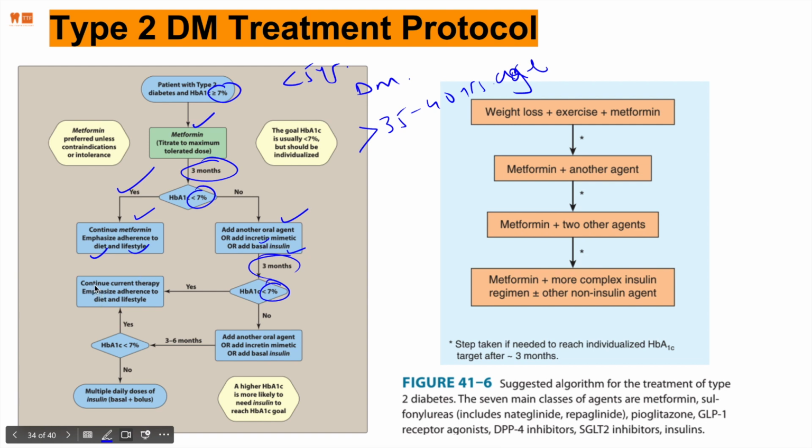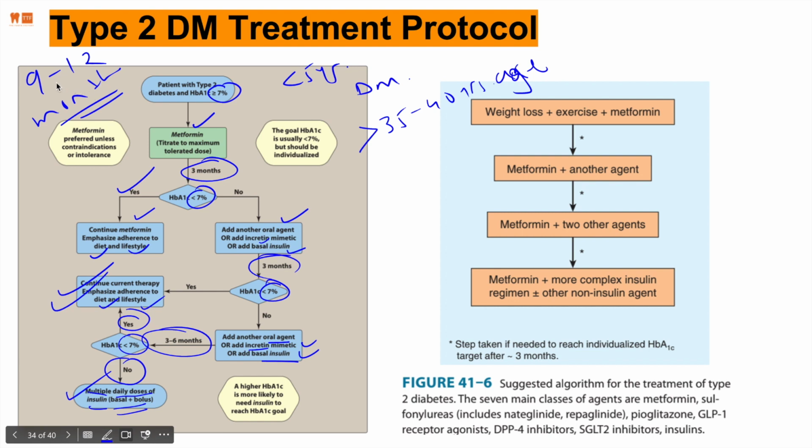If yes, then continue the therapy that's been given, diet and lifestyle. But if no, if the HbA1c is still more than 7 after 3 months of that, add another oral agent, so one of the two again. And then we wait 3 to 6 months. Is HbA1c less than 7? Yes, continue that therapy. If no, then multiple daily doses of insulin and basal bolus is given. Okay? So essentially that's how we proceed. It takes from 9 to 12 months for a proper regime to be formed for diabetes treatment.